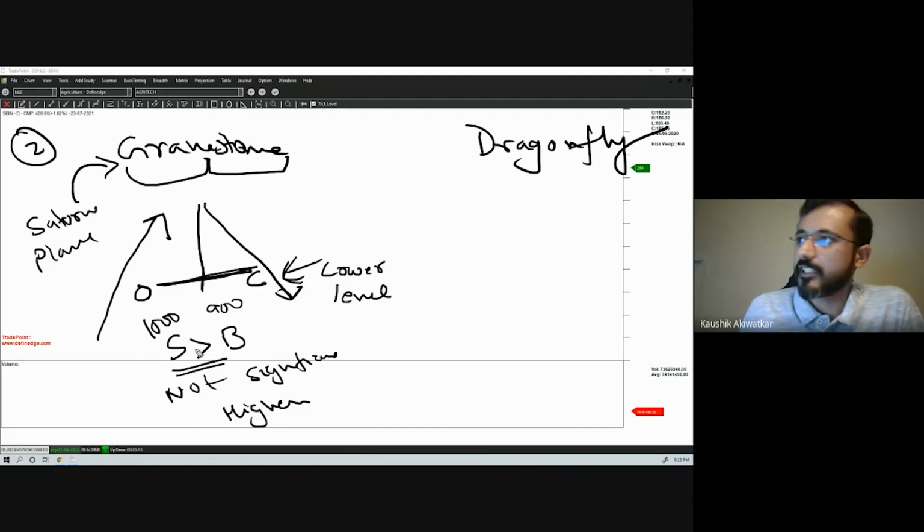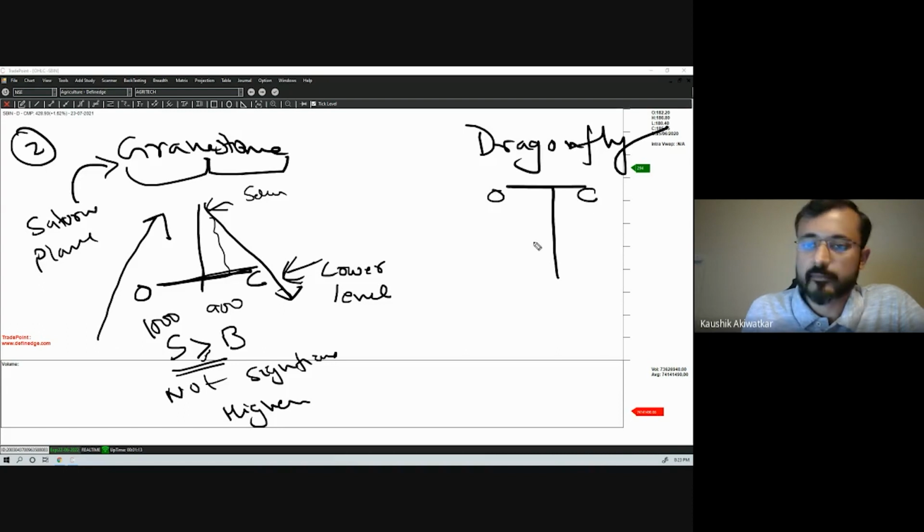But the equation here changed. The sellers are slightly higher, right? Who are selling at this point to push the price lower. This is gravestone doji. Dragonfly doji is opposite, right? It will form like this. Sellers are trying to push the price down. Buyers are trying to push the price higher, right?